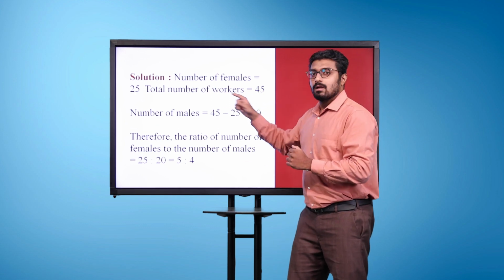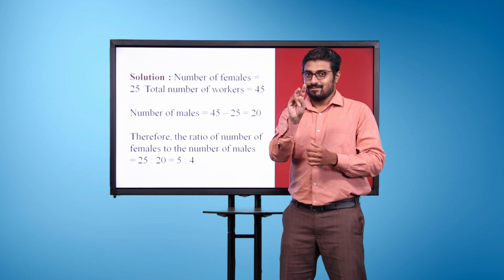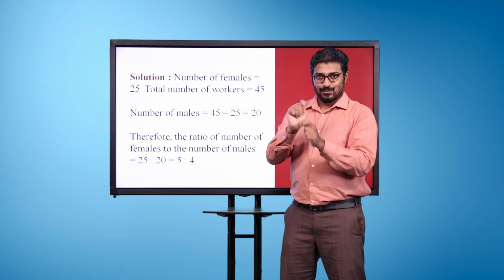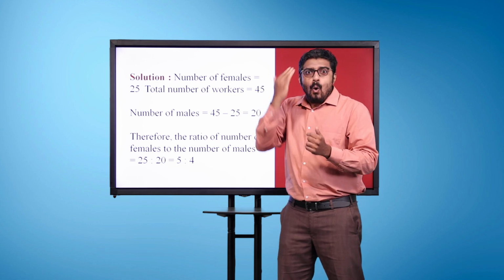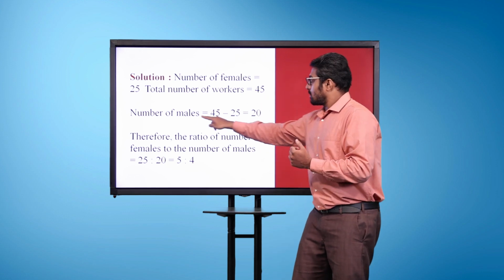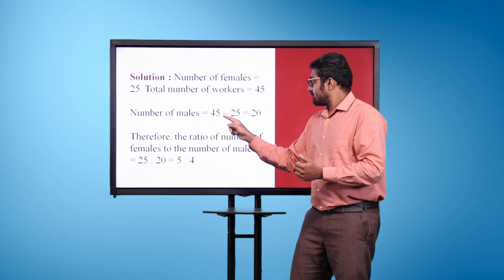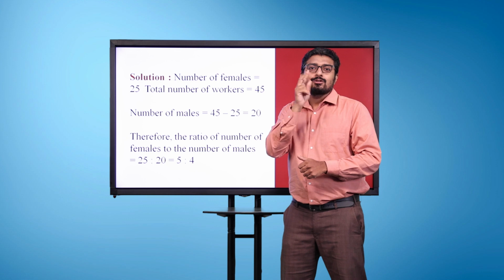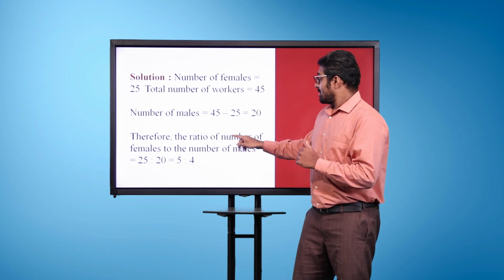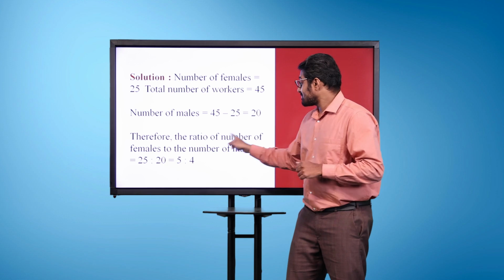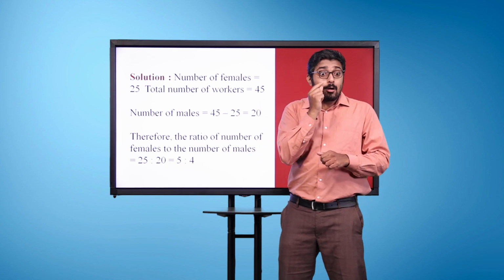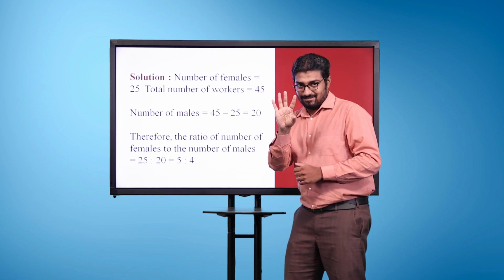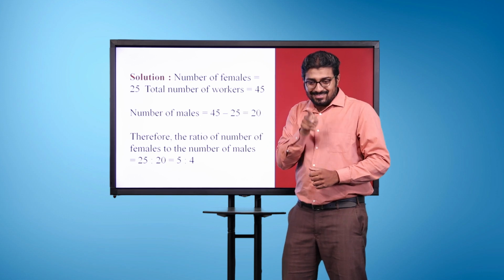Solution. Number of females is equal to 25. Total number of workers is equal to 45. Number of males is equal to 45 minus 25, which is equal to 20. Therefore, the ratio of number of females to the number of males is equal to 25:20 equal to 5:4.